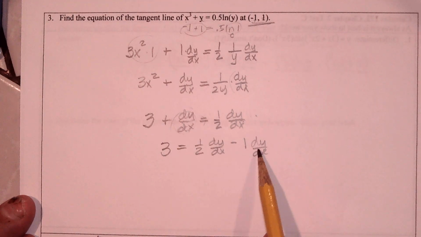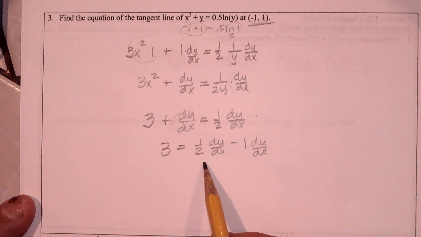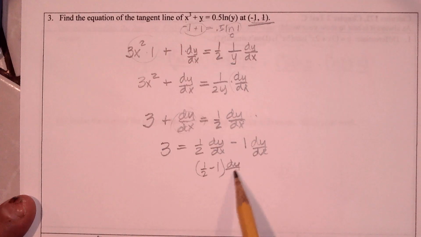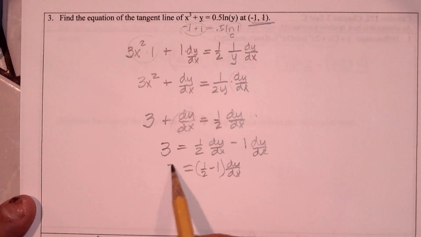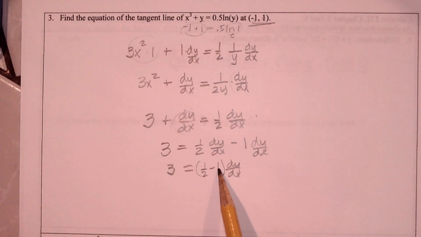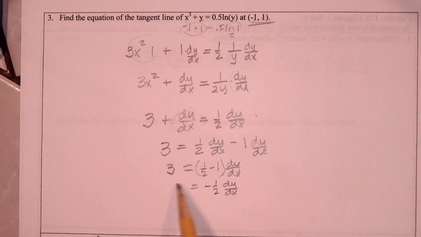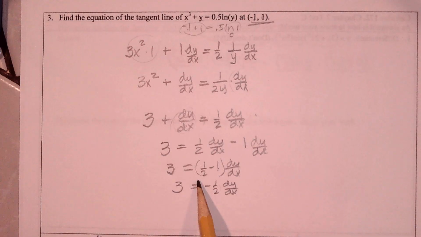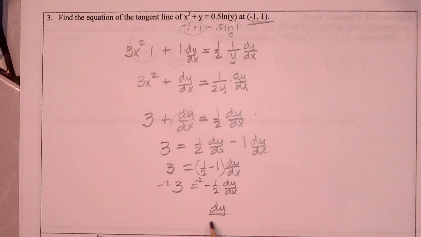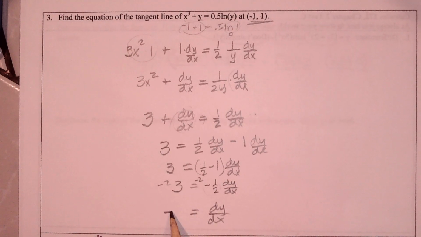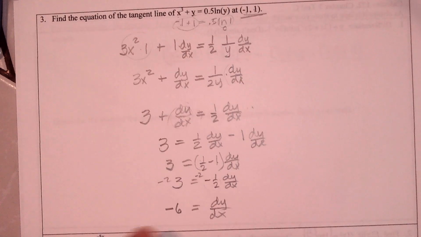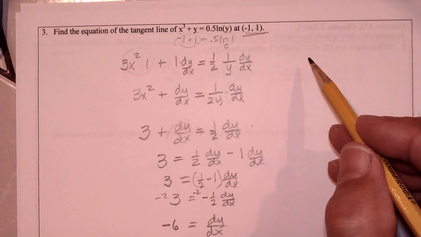Subtracting it from both sides, I can factor out the dy/dx, and I get 1/2 minus 1 times dy/dx equals 3. And 1/2 minus 1 is -1/2. So to get rid of this, I can multiply both sides by -2. And dy/dx equals negative 6. So that's the slope of the tangent line.